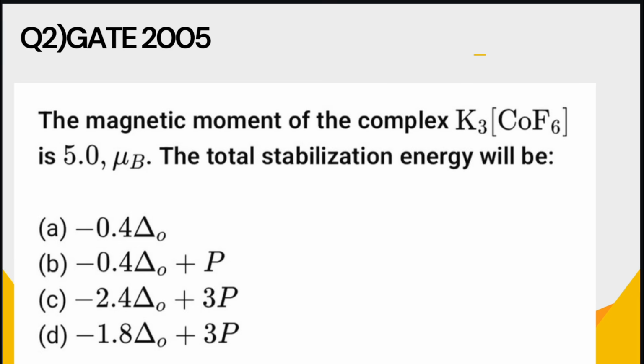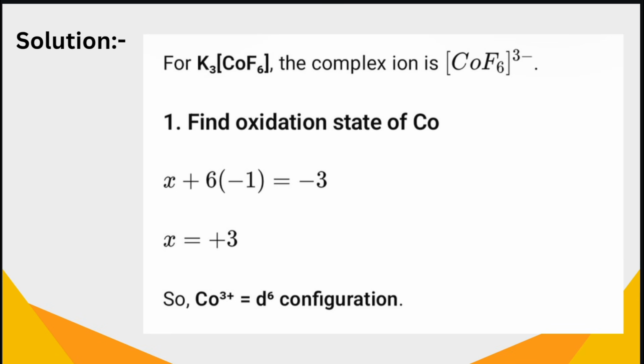Now we will see the solution. Here for K3CoF6, the complex ion is CoF6 3 minus. Now we will find the oxidation state of Co. X plus 6 into minus 1, that is equal to minus 3. So X is equal to plus 3. So Co3+ is a d6 configuration.